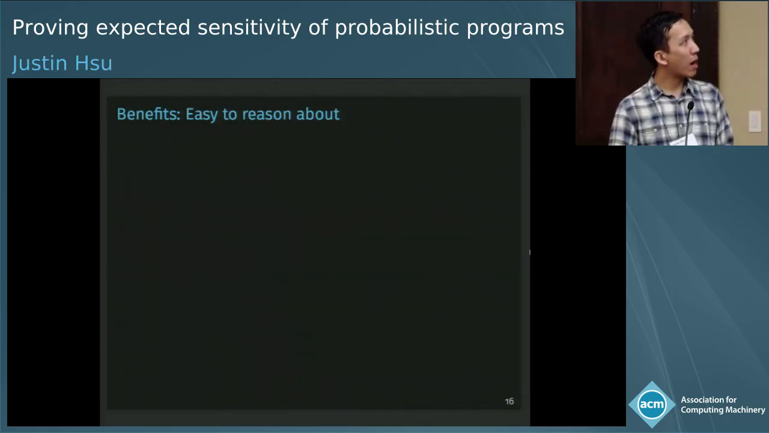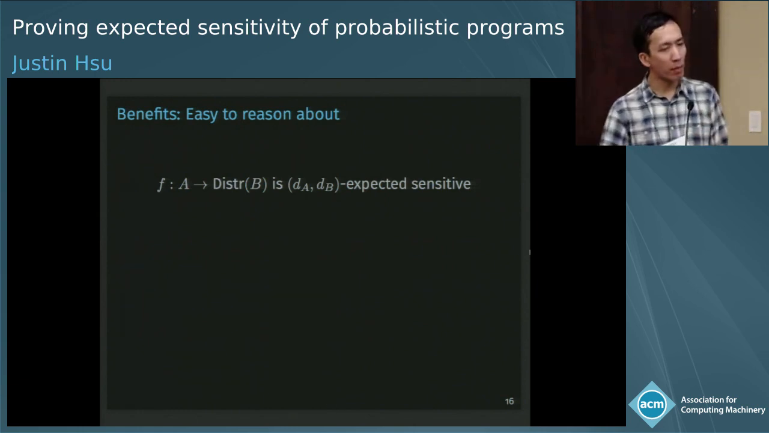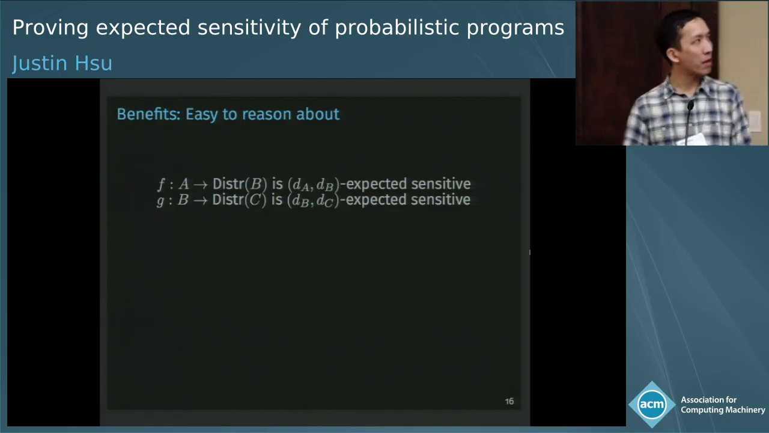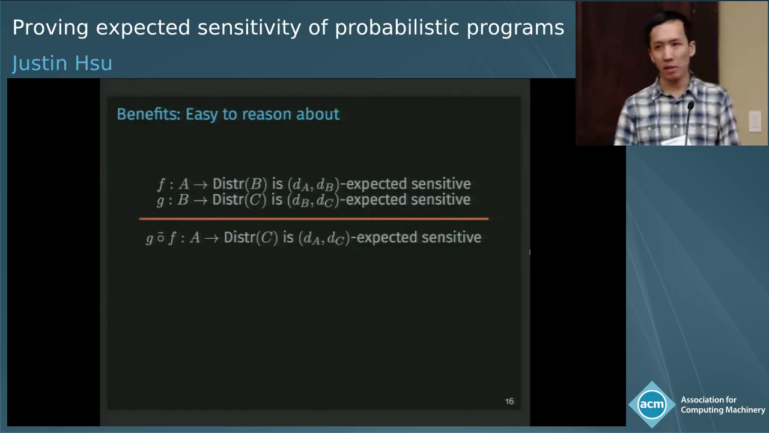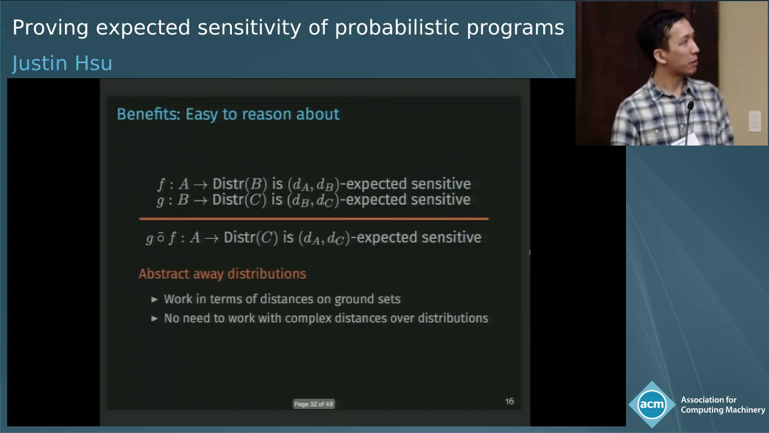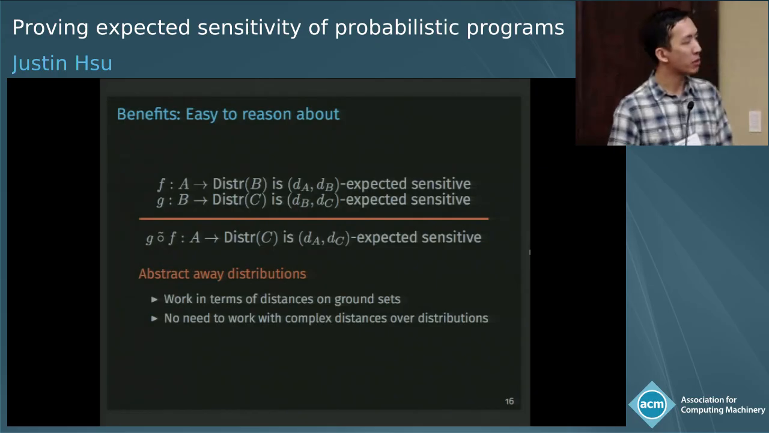For easy to reason about, expected sensitivity satisfies a nice composition property. So if I have a function f that is randomized and from A to a distribution over B, and it's dA dB expected sensitive, and a function g from B to distribution over C, which is dB dC expected sensitive, then the Kleisli composition, the probabilistic composition of these two functions is also dA dC expected sensitive. Right, so what's nice about this property is that when analyzing composition, I never have to think about distributions or probabilities. So I've abstracted away from expected values or these more complex details about the distributions. You can view this as a monadic composition principle.